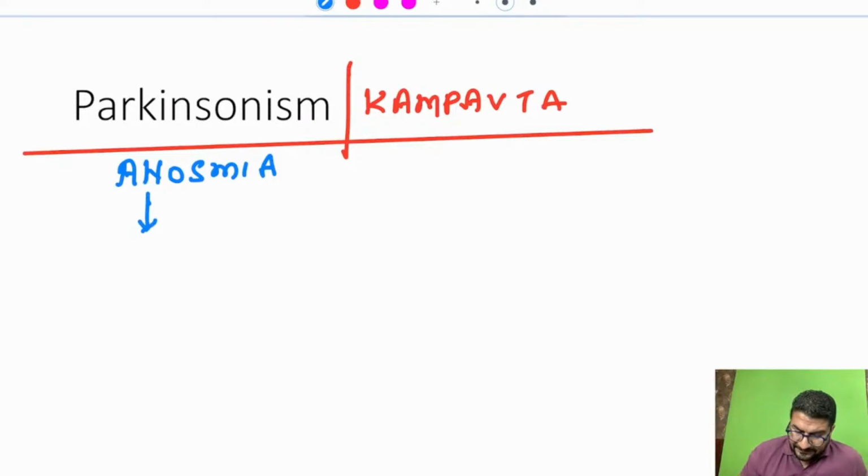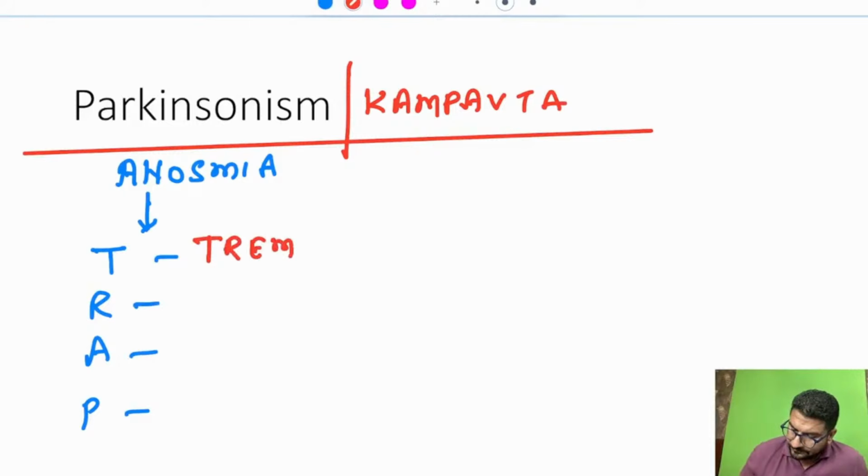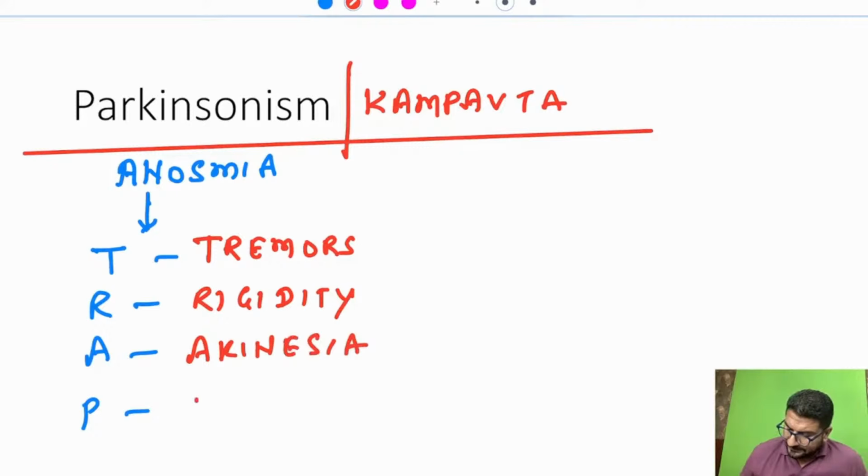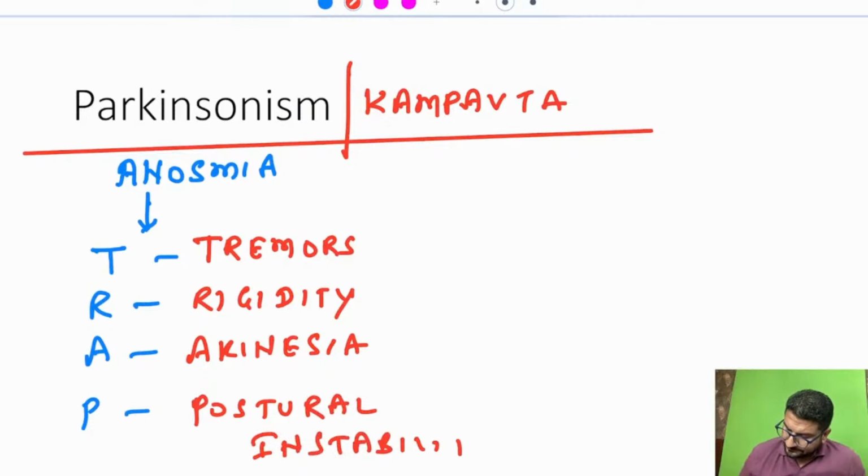you will see the patient will have some classical symptoms. This classical symptom you can remember by the mnemonic TRAP. Trap means there will be tremors. Then you can notice rigidity. There is akinesia or bradykinesia, and there is postural instability. Akinesia, bradykinesia, postural instability. Now try to understand.